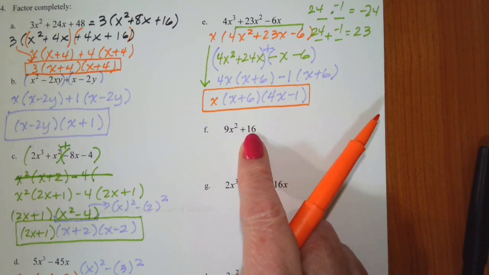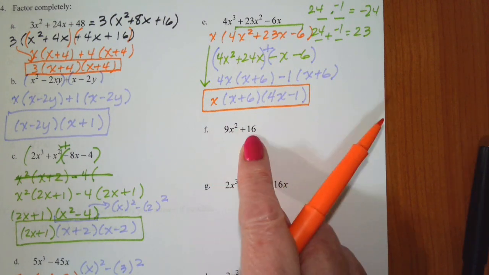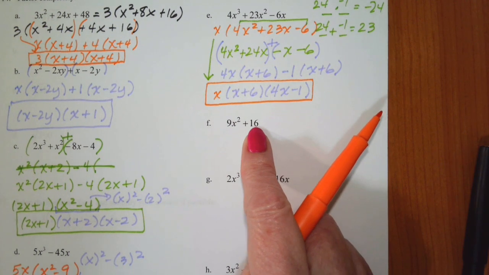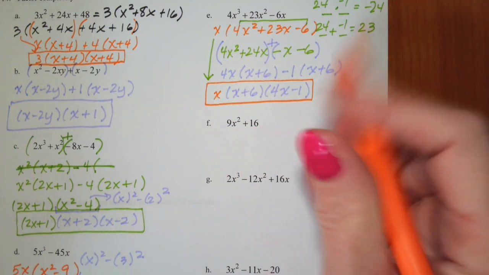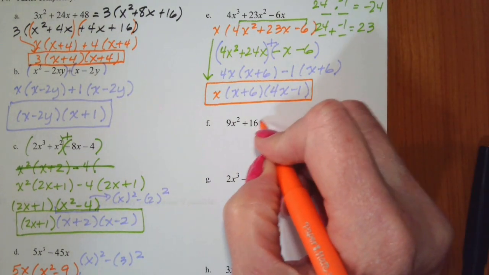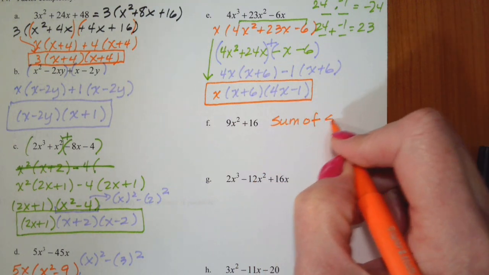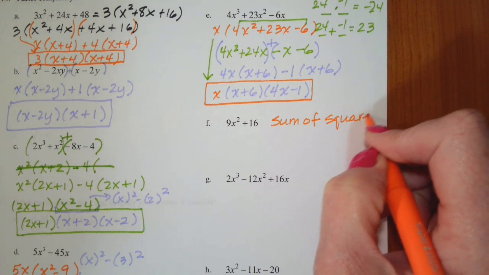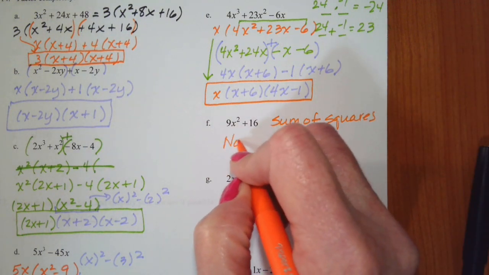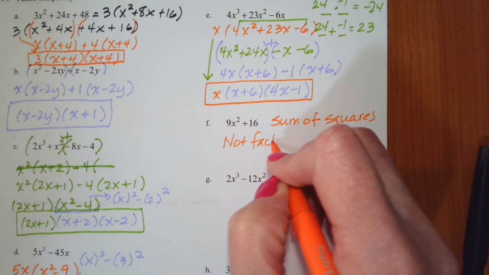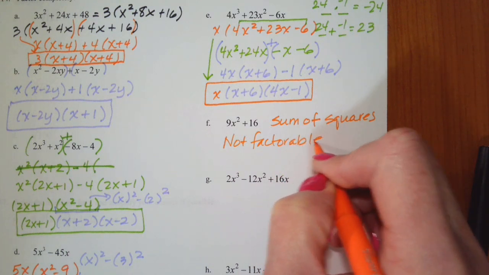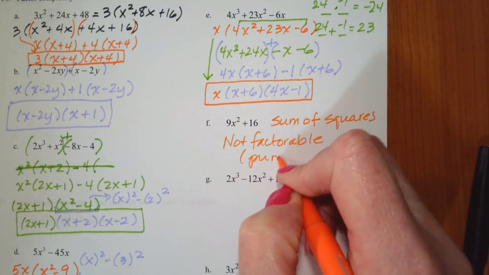Okay, 9x squared plus 16. There's no GCF, so the only possibility is a difference of squares. But this is a sum of squares, so it is not factorable, which we call prime.